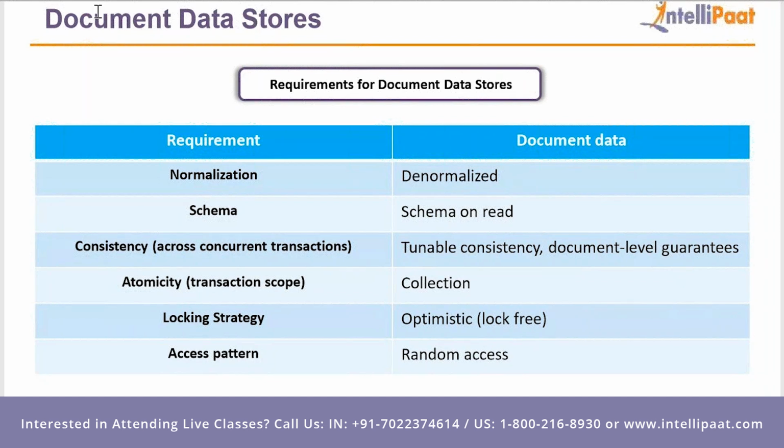Okay, so since the data is stored at the document level, this consistency will be there. So your data will be consistent across all the regions you have given. So the atomicity, by atomicity we mean the row level in RDBMS. So here it is collection. So the locking strategy is optimistic. Do you know what locking strategy is? Let me go over that.